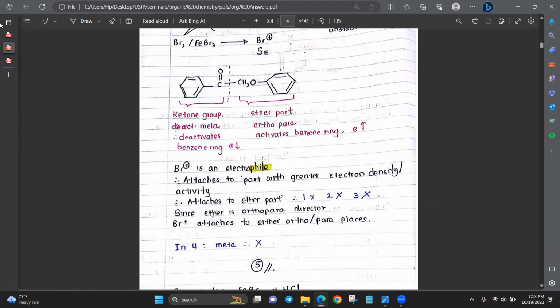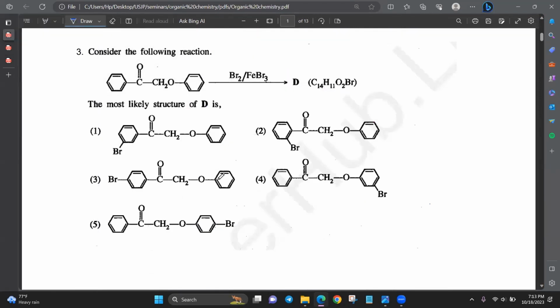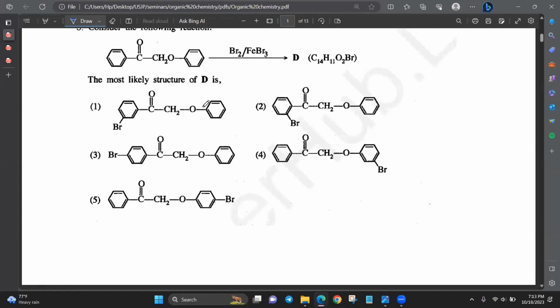So now we'll consider our answers. We know Br should come to this side, so this is wrong, and this is wrong. From this, we can eliminate 1, 2, and 3. Just from the fact that Br is an electrophile, and if we have the knowledge of ortho-para directing groups and meta directing groups, we can eliminate 3 answers. So from that, we have 4 and 5. So there's a 50-50 chance of getting it right or losing it, which is much better.